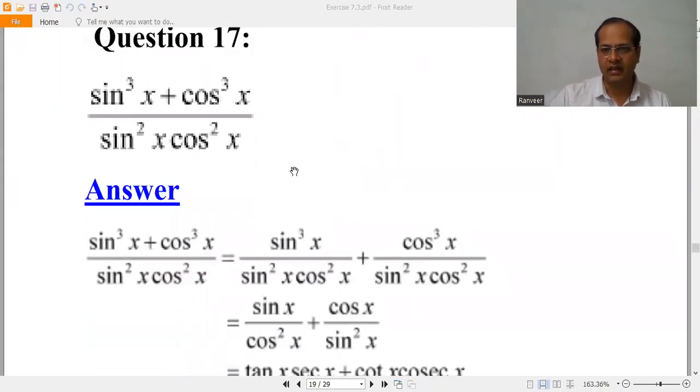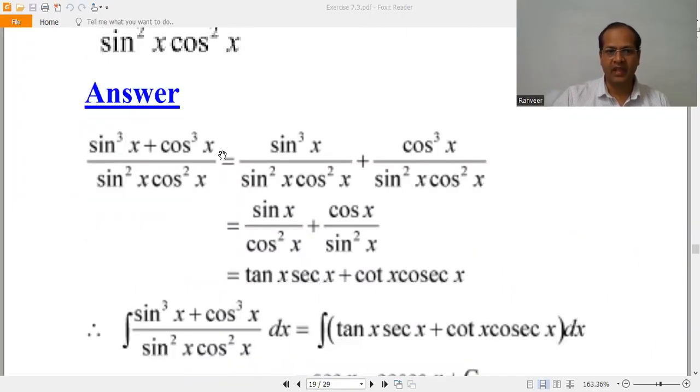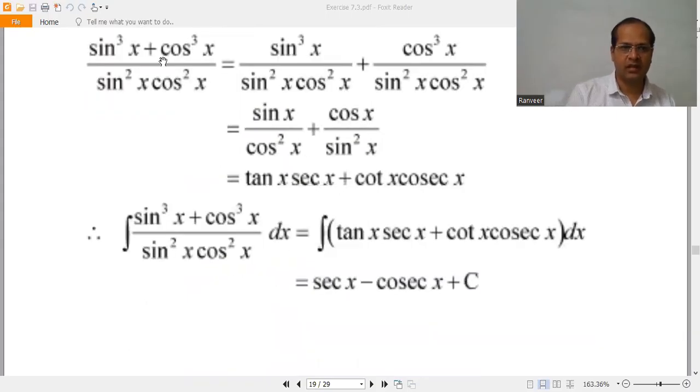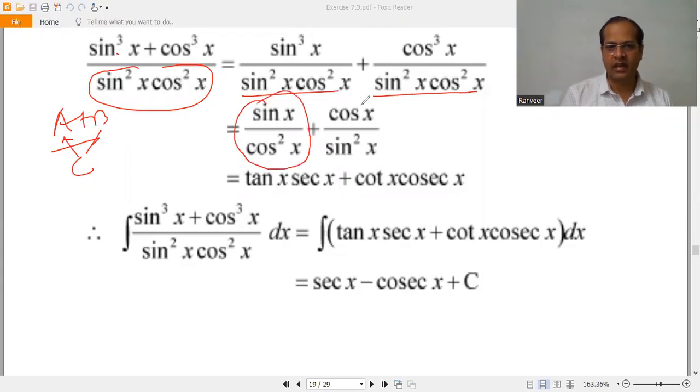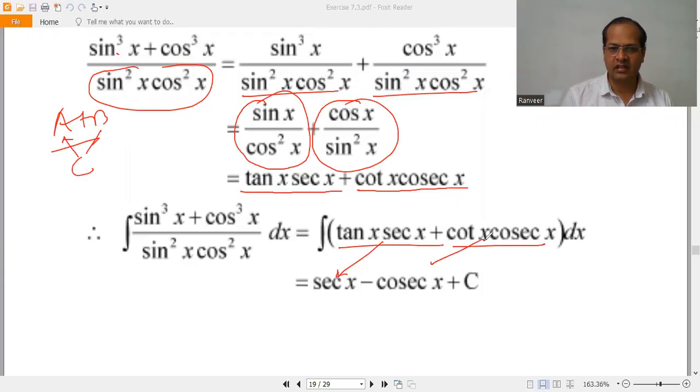Question number 17. (sin cube x + cos cube x)/(sin square x cos square x). Now, first of all, the steps to solve this. This is a sum over a product, like (a plus b) by c, so we can write a by c plus b by c. First of all, this step we have written. After that, sin square x cancels with one sin square x in sin cube x, and this is sin x by cos square x and cos x by sin square x. This we can write as tan x sec x and cot x cosec x, and this is the direct formula actually. The integral of tan x sec x is sec x, and the integral of cot x cosec x is minus cosec x. This is the direct formula.